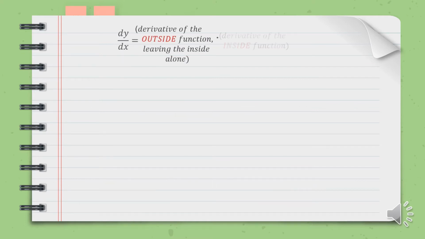Okay, gamitin pa rin natin itong idea na ito sa paghahanap ng derivative ng ating given function. For third example, we have y is equal to the square root of the quotient of x minus 7 over x plus 2.